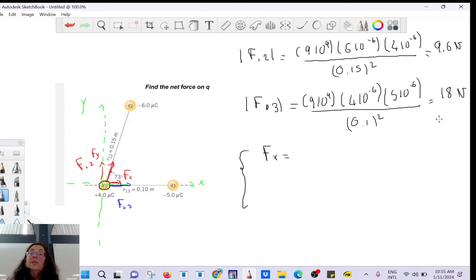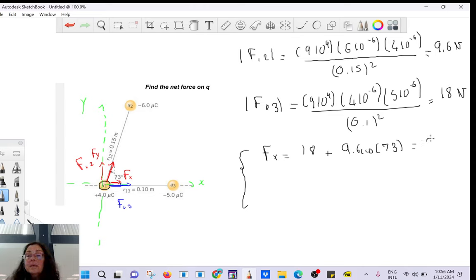Okay, so the x component for the sum of the vectors will be the x component of 1, 3, which is just 18, very good, plus the x component of that force here. So am I using cosine or sine for the x component? Sine. No, cosine. Yeah, look here, using this angle. Ah, okay, if you are using this angle, then you are right, it will be sine. Okay, so that will be 9.6 cosine 73.